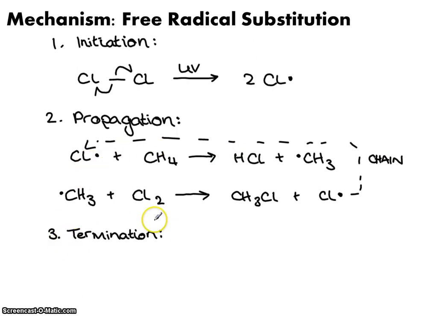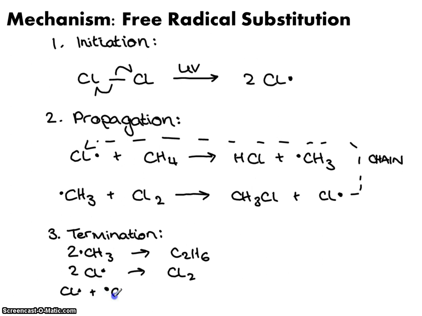And the final step here is termination. The termination step is essentially any reaction that you can come up with up here that will use up 2 radicals. So you could have 2 methyl radicals react together to make an ethane molecule. That's one possible termination step, and there are 2 other possible termination steps. We could have 2 chlorine radicals go on to make a chlorine molecule, or we could have a chlorine radical reacting with a methyl radical to make chloromethane. So they're your termination steps.